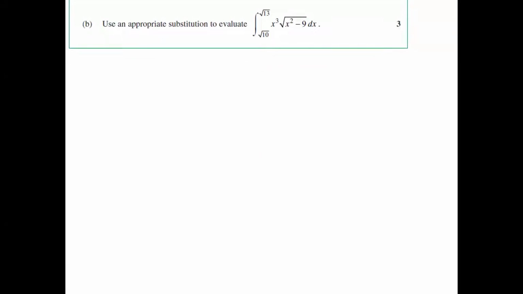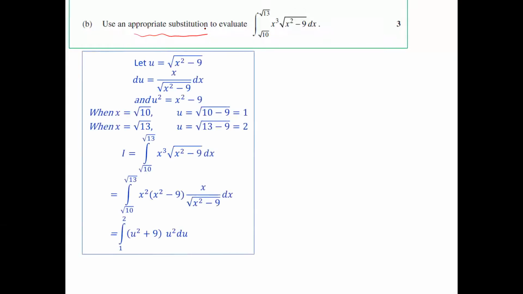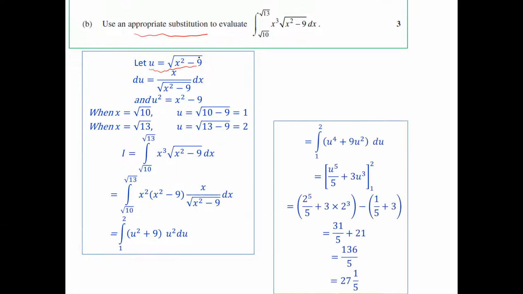Part B. Use an appropriate substitution to evaluate the integral from root 10 to root 13 of x cubed times the square root of x squared minus 9 dx. The first method is to use substitution where u is the square root of x squared minus 9. Or alternatively, method number 2 is to let u equal x squared minus 9.